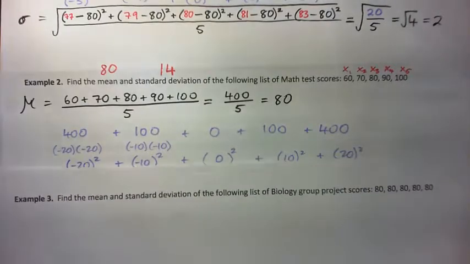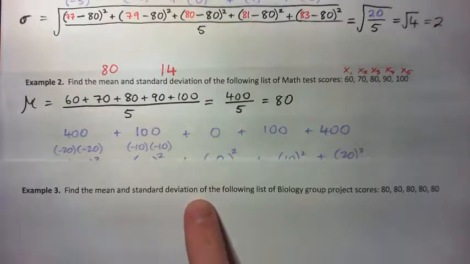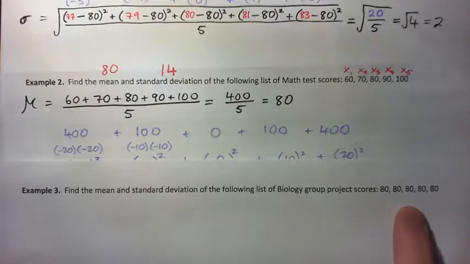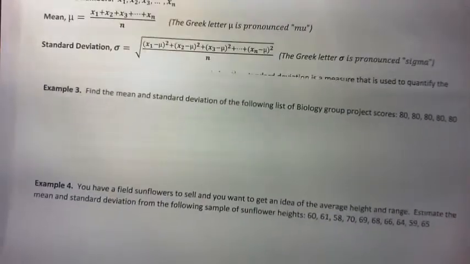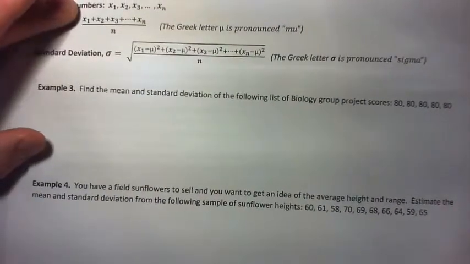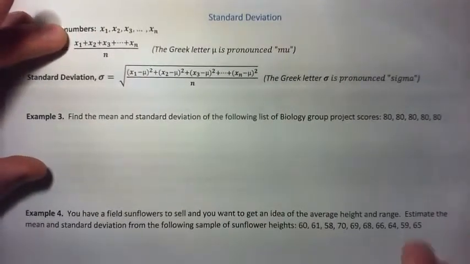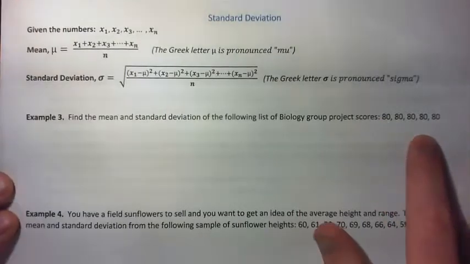So actually the last thing I'd like to do in this video is example 3. Find the mean and standard deviation of the following list of biology group project scores. 80, 80, 80, 80, 80. Okay? So please press pause and let's use the formulas and see if you can calculate the mean and standard deviation for these scores for these 5 students. So please press pause and do it just for fun.